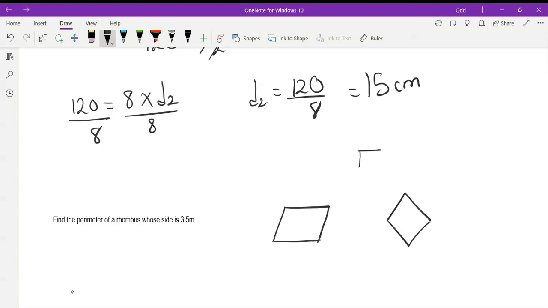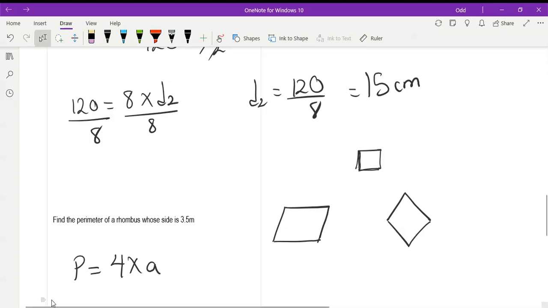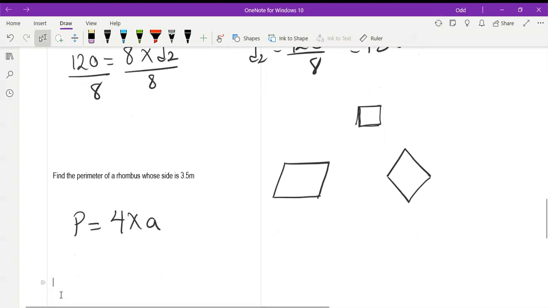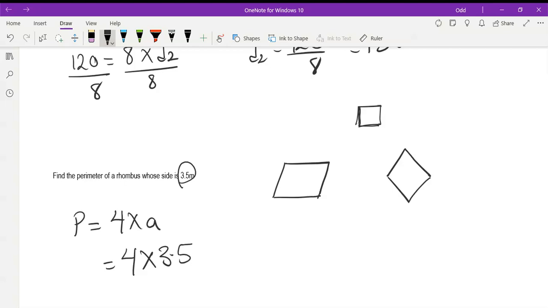But you can't draw it like a square. A square is just a square. Once it's like this, then it's automatically a square. So the formula for the perimeter will be 4 times A or 4 times L, depending on what letter you want to use to represent your side. Our side is 3.5, so 4 times 3.5 will give us 14. So the perimeter of this rhombus is 14 meters.